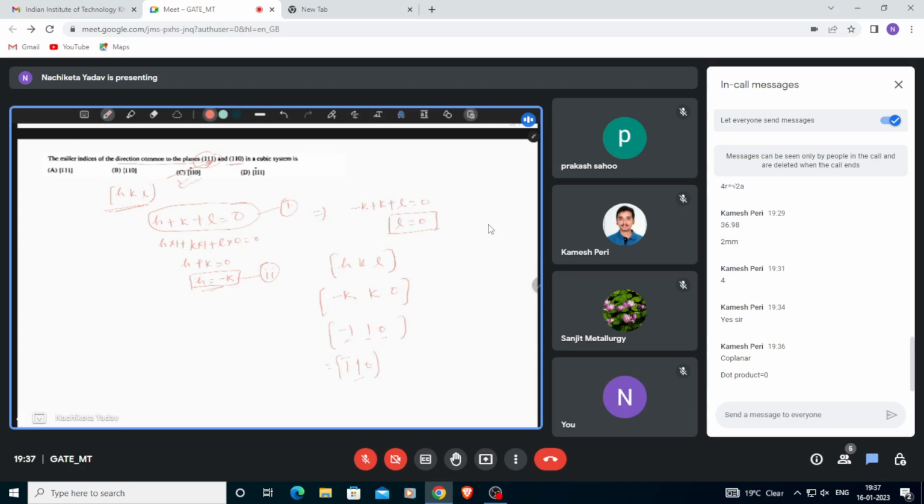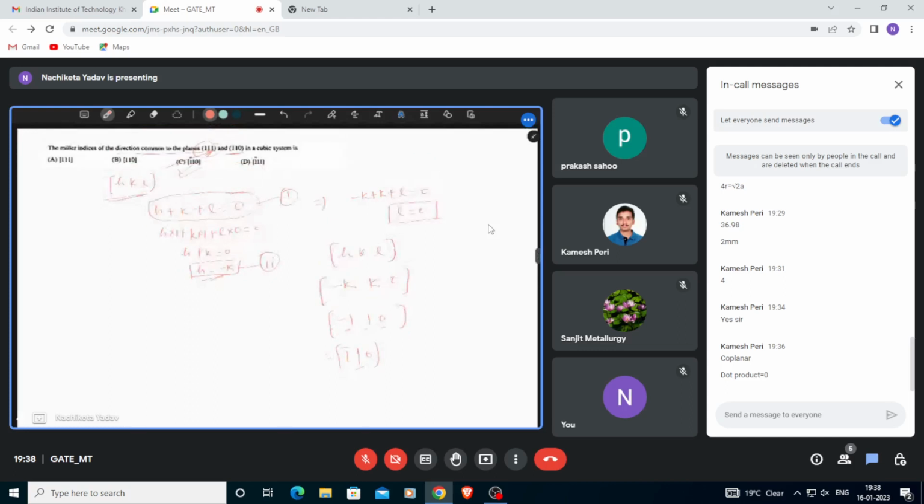Yes, dot 1 0. Is it okay? Even if you get the option like 1 bar 1 0, it will also be correct, because from here we can also write k equal to minus h, and if you put that in, you may get this one. So both are correct.